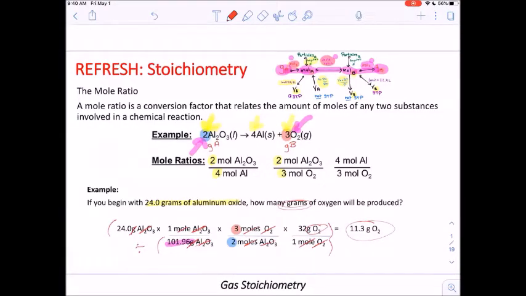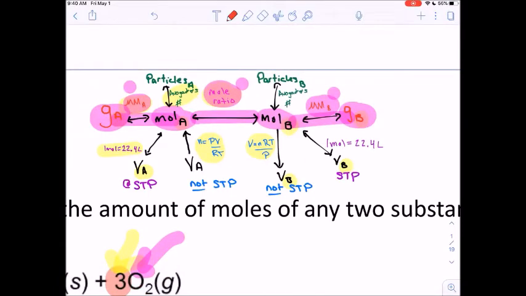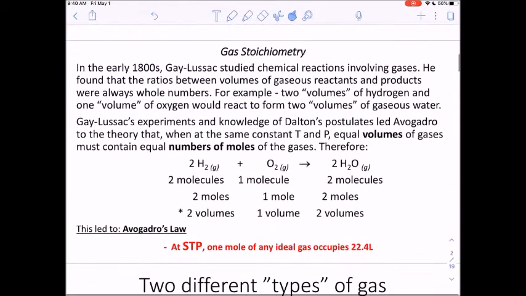What we're going to do now is we're going to add those volume components into it. So I could start anywhere on this map. I could start at particles and I could go to volume. I could start at grams and I could go to volume. We're going to start by just doing some volume to volume problems just to get used to this. And we'll start with the easier ones, which are the STP problems.